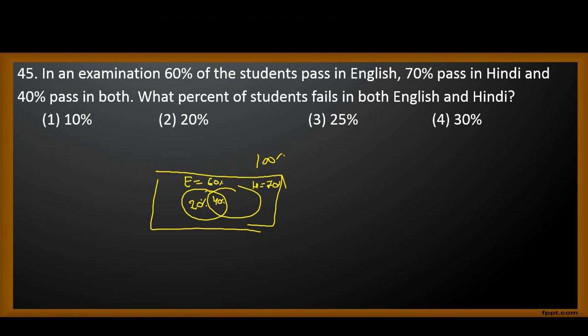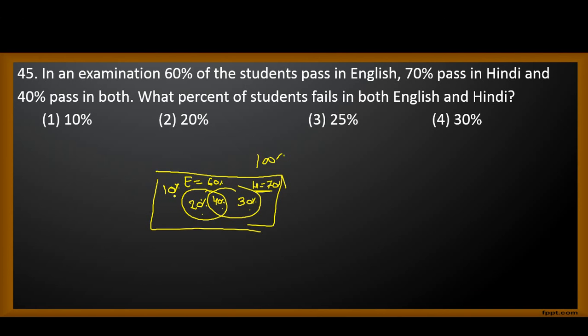And coming to here, this total circle is 70 because it belongs to Hindi. Already in the intersection part 40 is covered. What is the leftover part? 30. So 30%. 20 plus 40, 60, 60 plus 30, 90. It means what is the leftover part? 10. 10% of the people will be outside of these two circles.